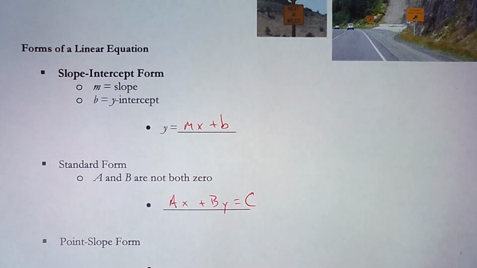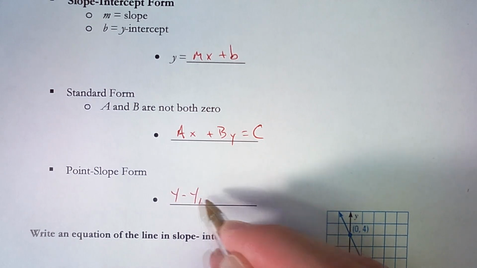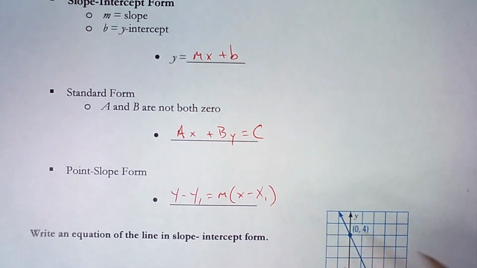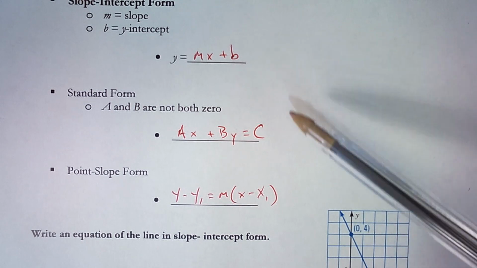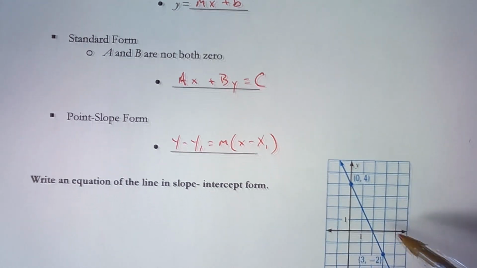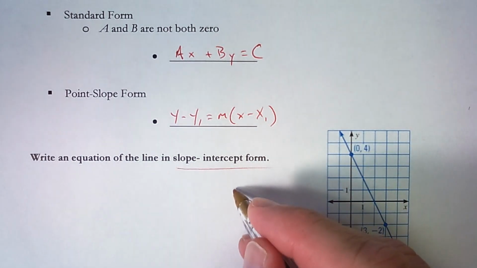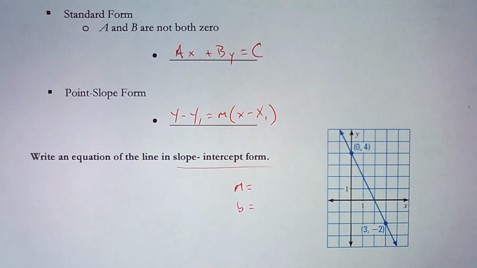And then there's point-slope form, and point-slope form is y minus y1 equals m times x minus x1. So all three of these have their place. They're important forms of a line. So we're going to write an equation for this line, and we're going to write it in slope-intercept form. In order to do that, I need to know the slope, and I need to know the y-intercept.